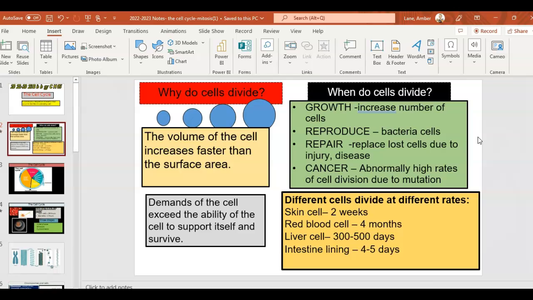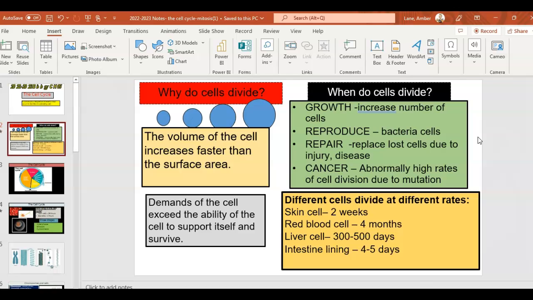So the reason cells divide, that's one of them. Of course, they get too big. Some other reasons is just pure growth. So when you've got a kid growing into an adult, cells have to divide to get taller and to get bigger.